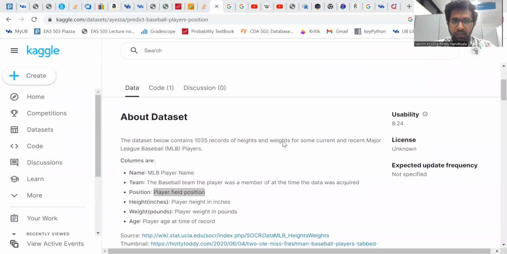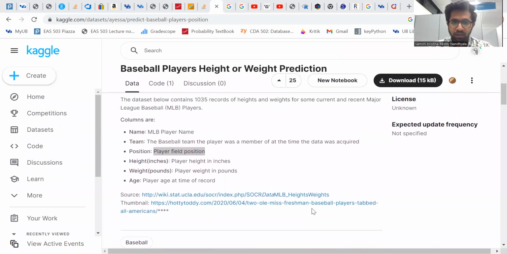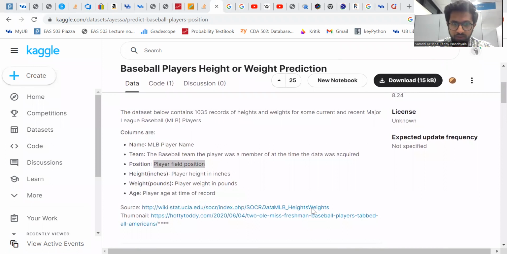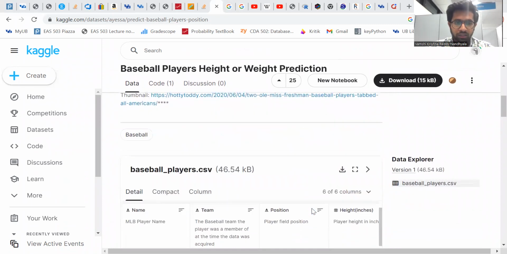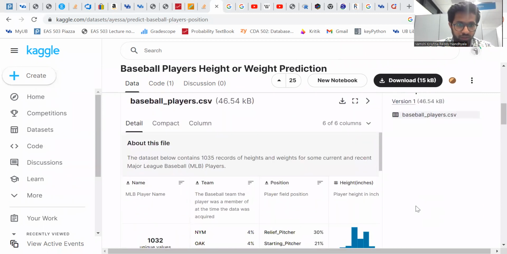In this data set, we have six columns, namely: name, team, position, height in inches, weight in pounds, and age. These six columns give us information related to baseball players, and let us check the description of each and every column below. Here we have the name column, which gives us the MLB player name. MLB is Major League Baseball.